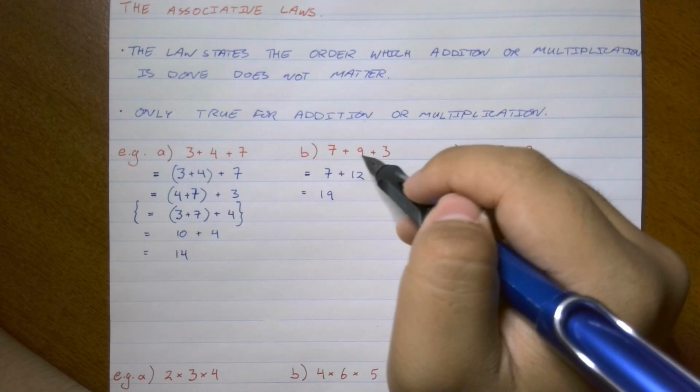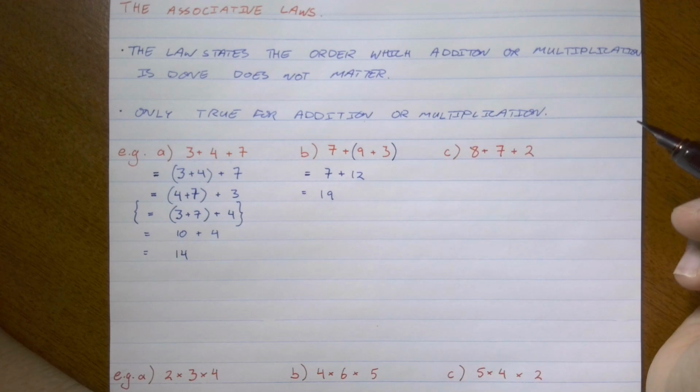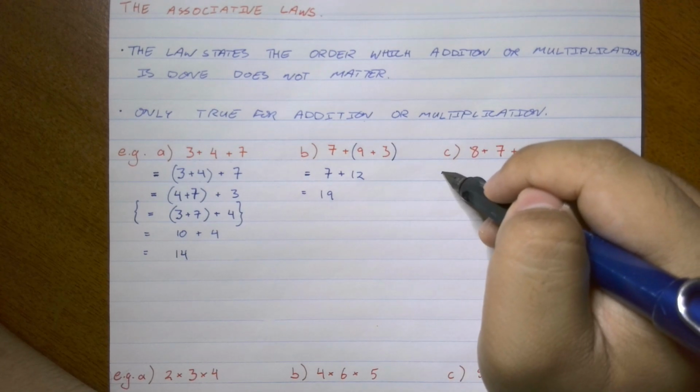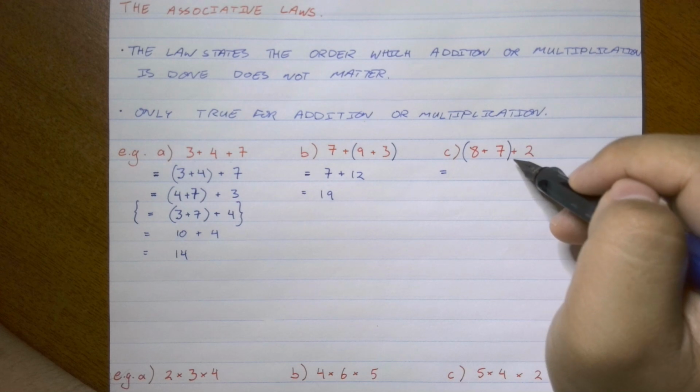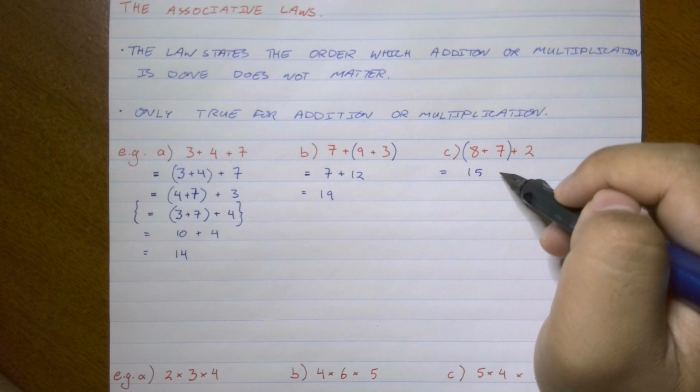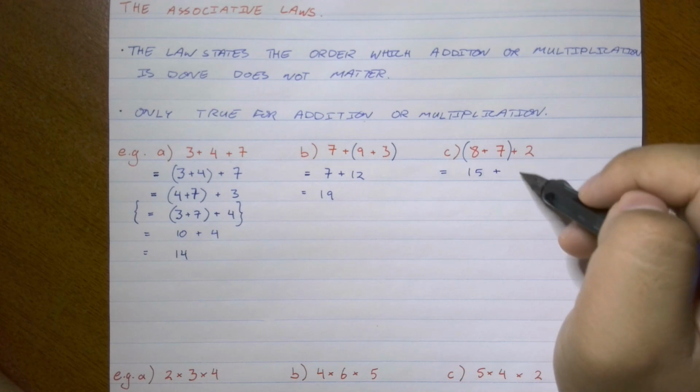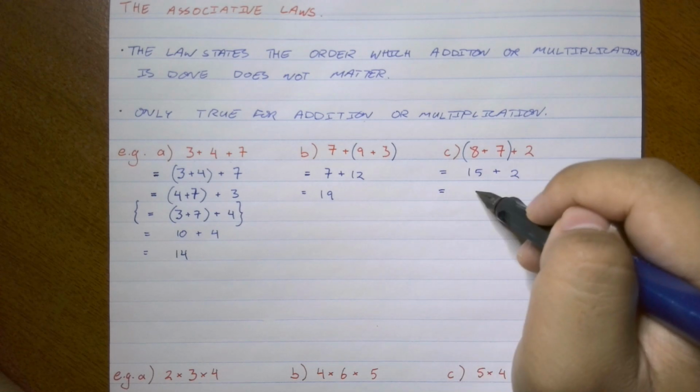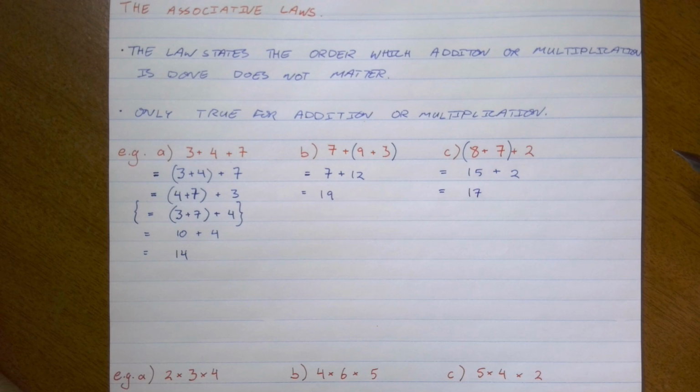So in this example, I did these two first. In this example, I'll do these two first. 8 plus 7 is 15, plus the 2 which we haven't used, which gives me 17.